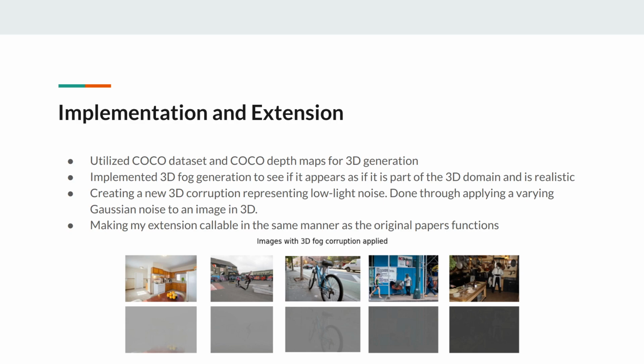I also created my own new 3D corruption representing low light noise, and this is done through applying a varying Gaussian noise to an image in 3D. I also make my extension callable in the same manner as the original paper's functions so that it is a valid extension and will expand beyond me when this project's done and can be usable by others in the future.